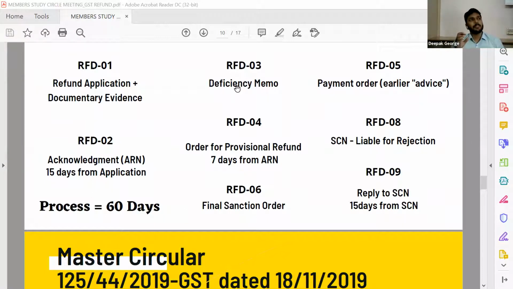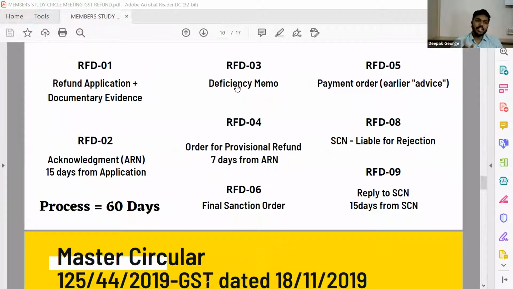It is the order where either they can sanction or they can reject, right? That is passed in a form called RFP 06, which is quite rare to find because nowadays, even the final refund amount is taking beyond 60 days, and for us to see that form RFP 06 will take some time. Then we come to RFP 05.